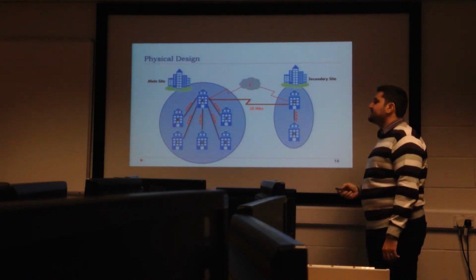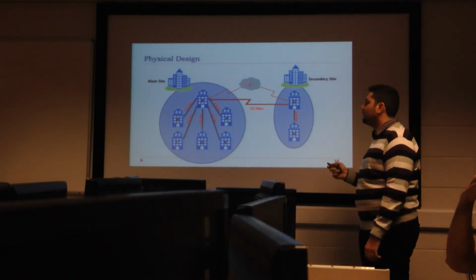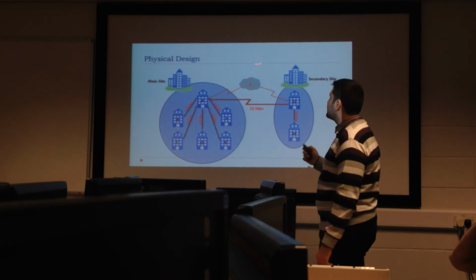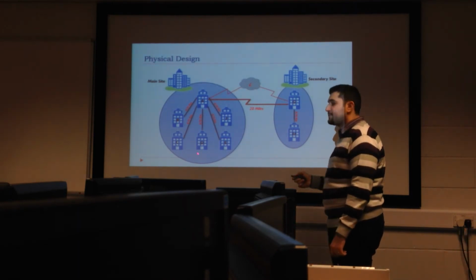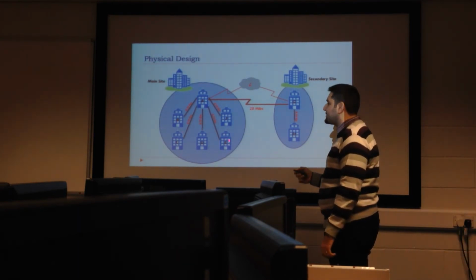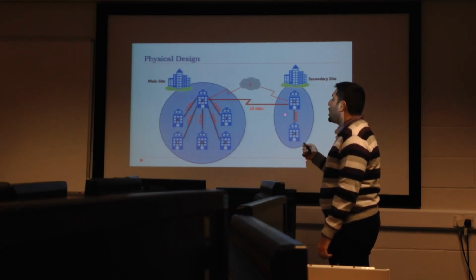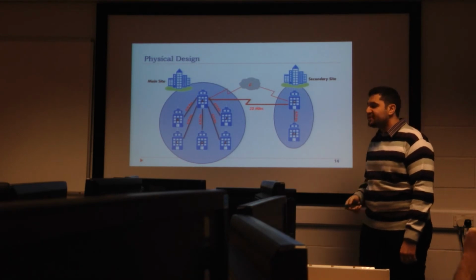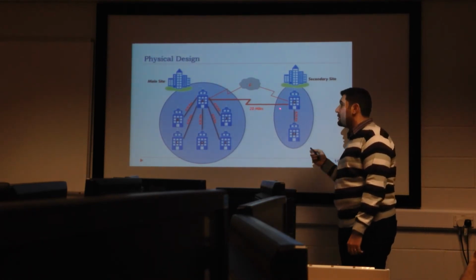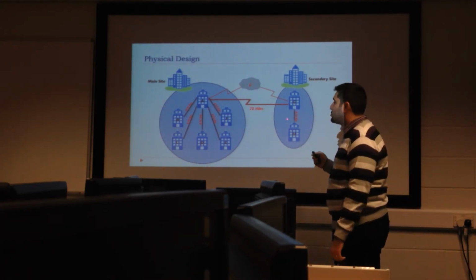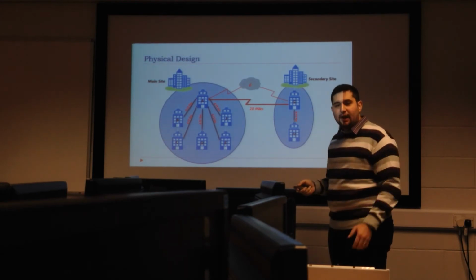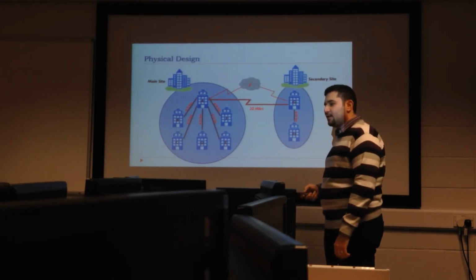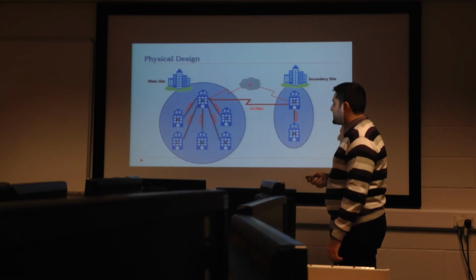We're still in the physical design. We have these two sites and sub-sites here: buildings A, B, C, D, E, and F. You have a WAN connection between the two sites and absolutely a connection to the internet. So I'm planning on providing a WAN connection between the two sites and a backup plan. The guys before said this before me.